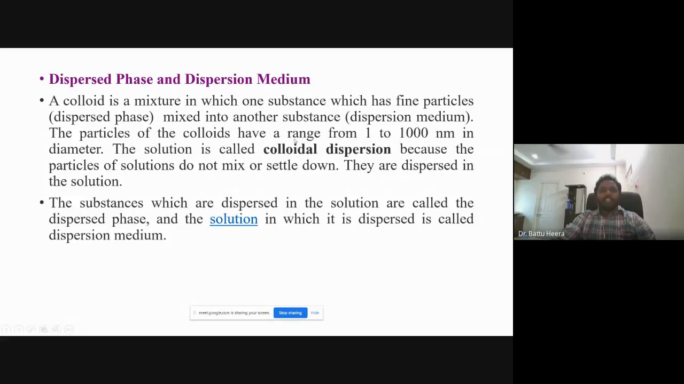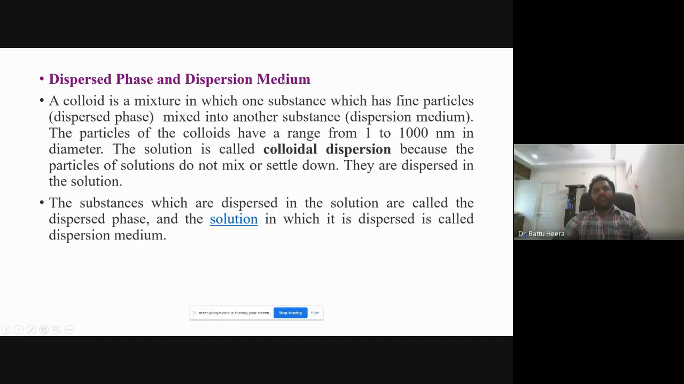A colloid is a mixture in which one substance has fine particles mixed into another substance, that is, the fine particles are the dispersed phase, mixed into another substance called a dispersion medium. The particles of the colloids have a range of from 1 to 1000 nanometers in diameter, and the solution is called colloidal dispersion. Because the particles of the solution do not mix or settle down, they are dispersed in the form of solution. Okay, so this is the concept of dispersed phase and dispersion medium.